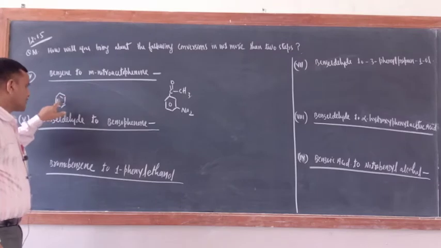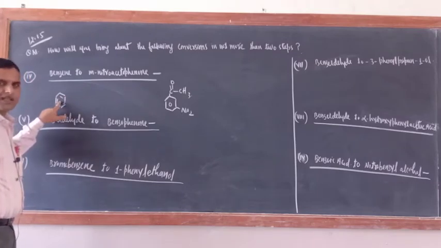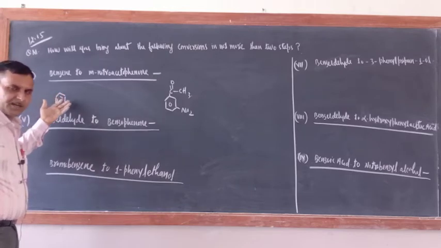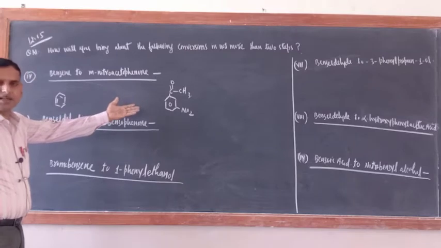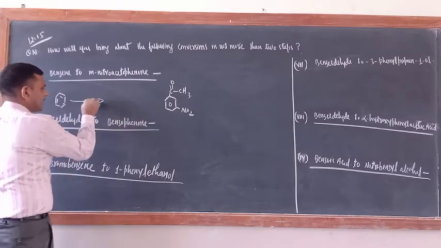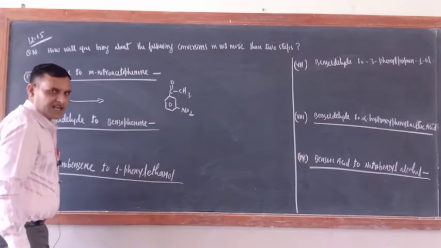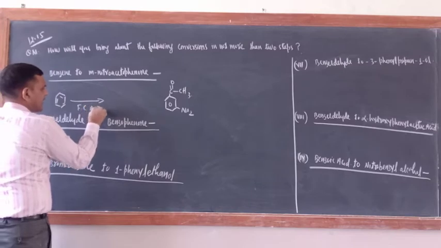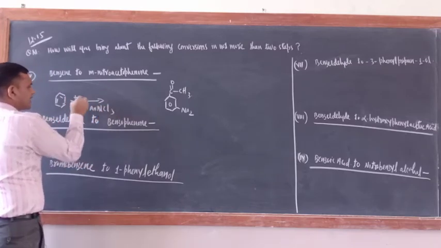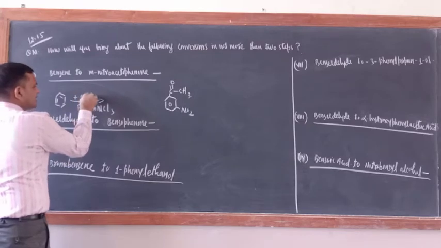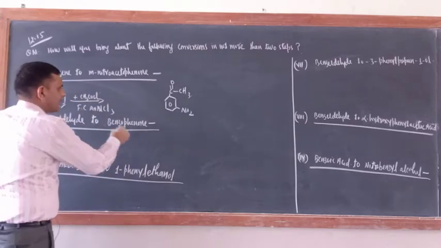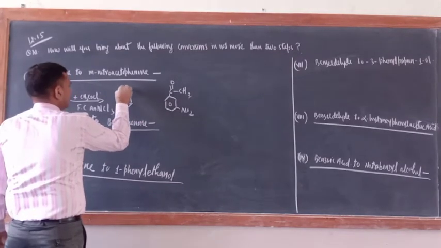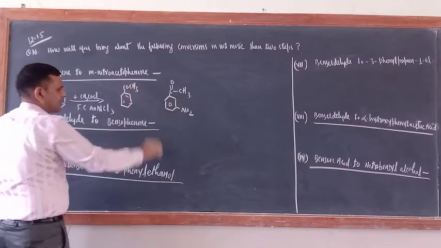If directly you will subject this one for nitration, then what would be there? Now one NO2 group may attach at any one place, so you will not get that desired product. So it is better to subject it for Friedel-Crafts acylation, FC, anhydrous AlCl3, and here which reactant should be there? CH3COCl, acid chloride. Then you will get this product, acetophenone, COCH3. Am I correct or not?